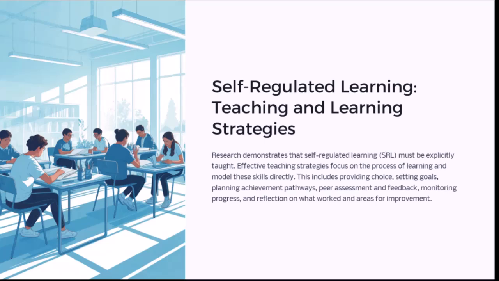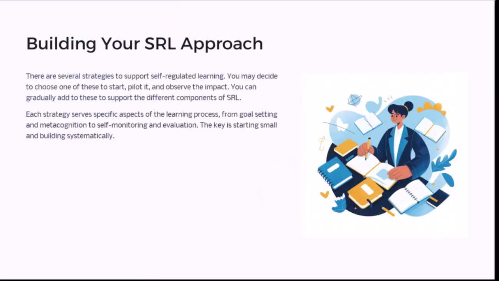Identifying how they can examine their feelings, how to negate bad feelings, and reflect on areas that have worked for them is critically important. There are several strategies to support self-regulated learning. You may decide to choose one of these to start, pilot it, and observe the impact. You can gradually add more teaching and learning activities to support the different components of self-regulated learning. Each strategy serves a specific aspect of the learning process. The key is starting small and building systematically.